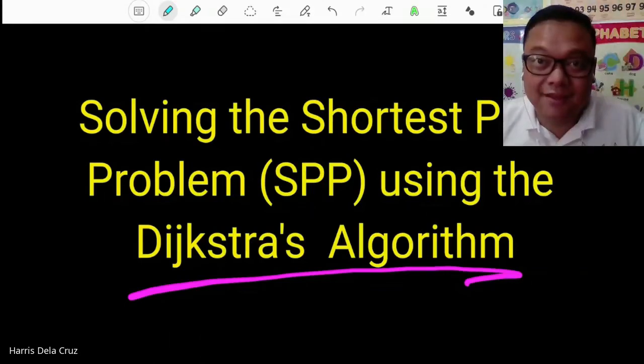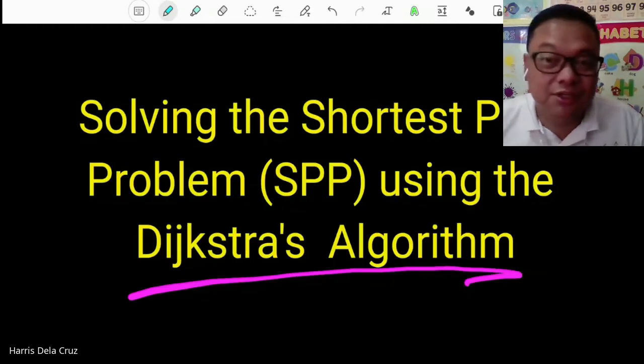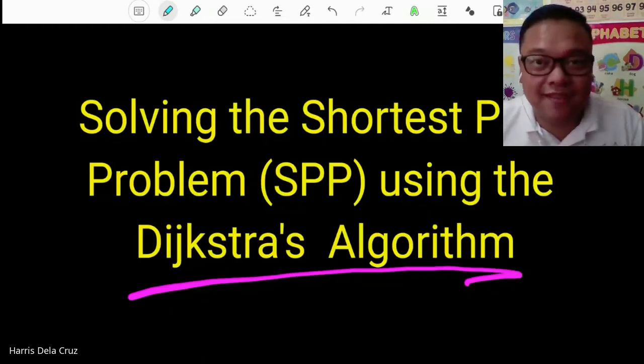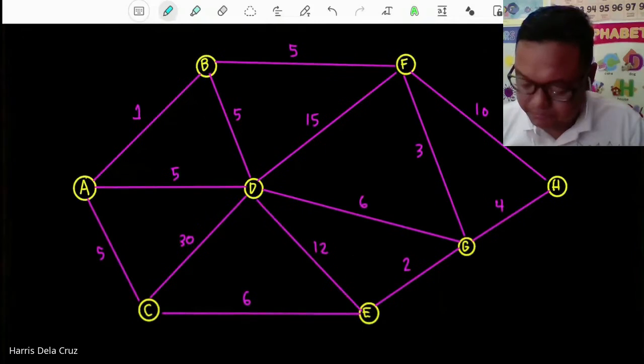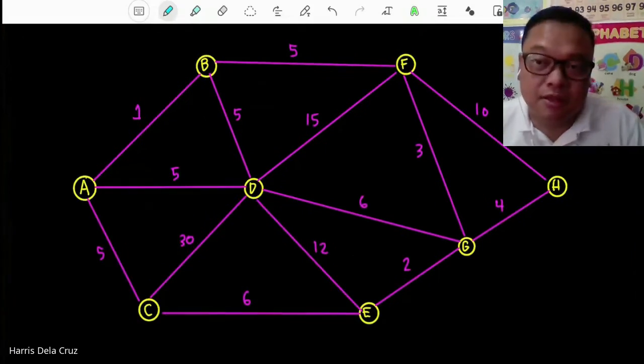Hi, in this video, I'm going to show you how to solve the shortest path problem using Dijkstra algorithm. So suppose we have a graph. This graph can represent towns A to H and the roads connecting them.